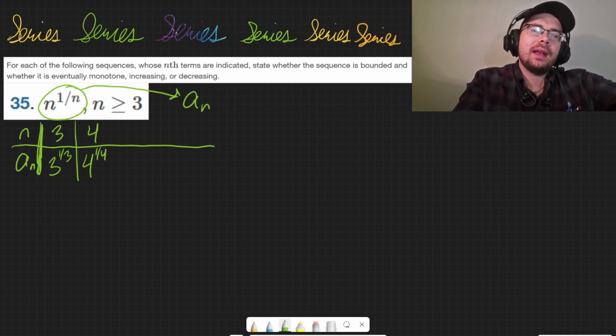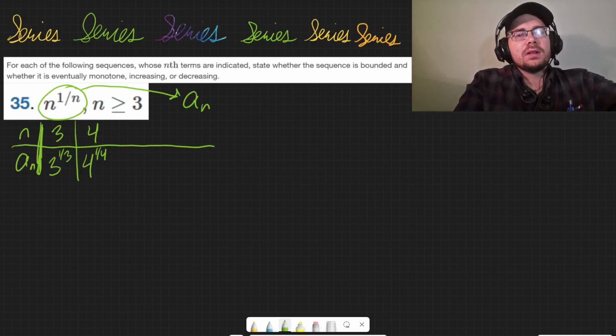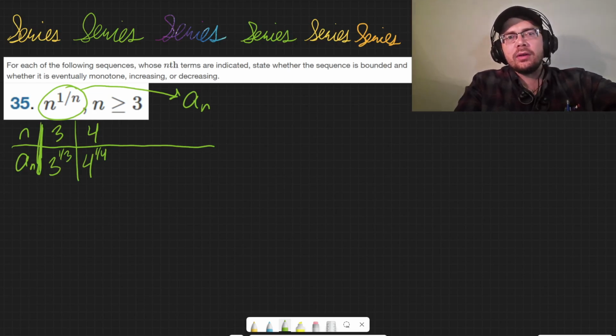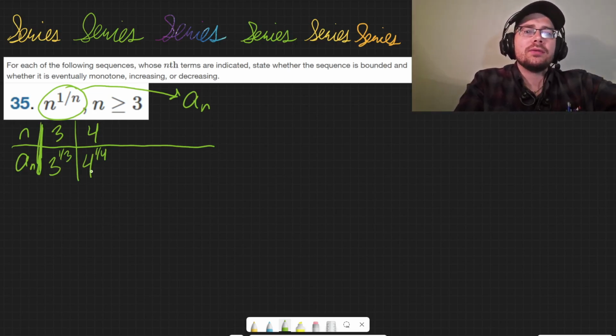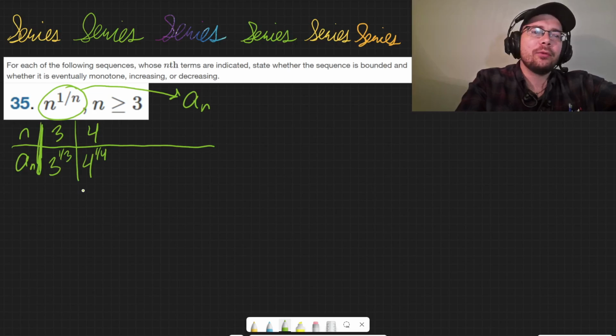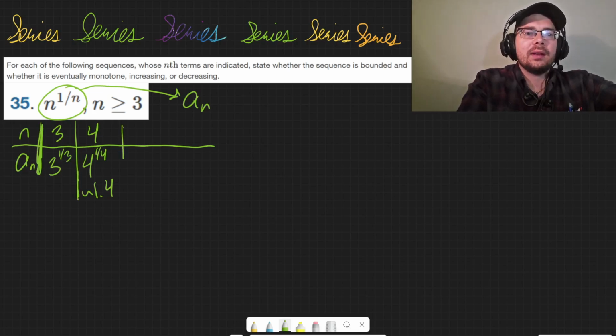That one we can approximate. That would be the 4th root of 4, and the 4th root is basically the square root and then the square root again. So the square root of 4 would be 2, and then the square root of 2 is approximately 1.4. Oops, I wrote 7, which is the square root of 3. So about 1.4 for that one. We can approximate some of them, but that might be the only one.